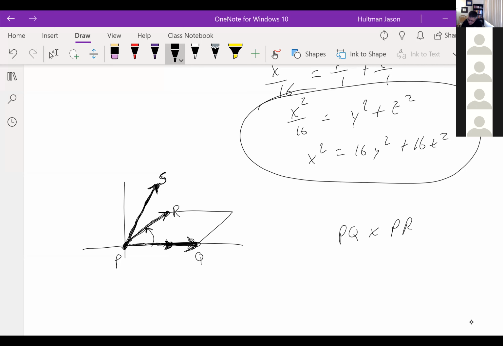Okay, so it just means that in order to find the area of this base, I have to cross product. Does that make sense? I have to cross product and I want it to be orthogonal. I want it to be in the direction of S, basically. I want the cross product to be in the same direction. So I'm going to do my right-hand rule, right? So PQ is going to go into PR. It's going to cross into.